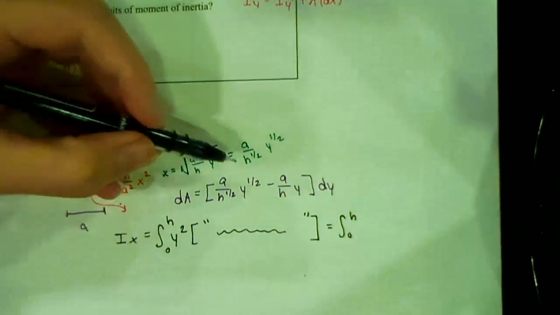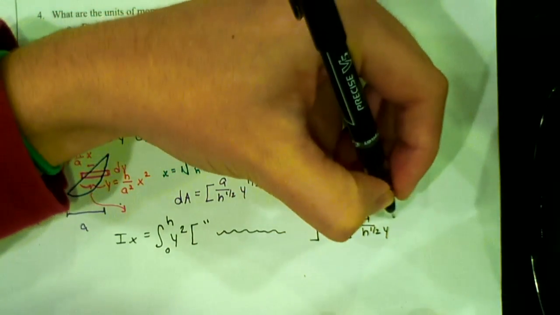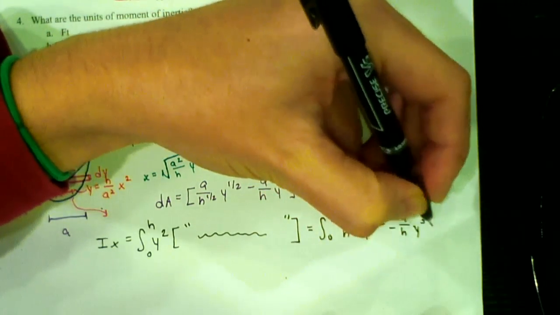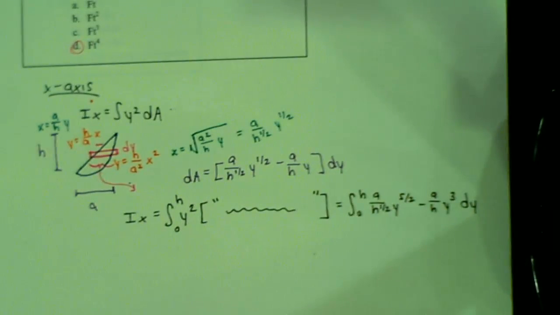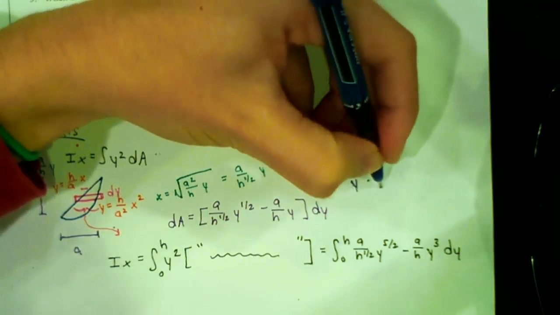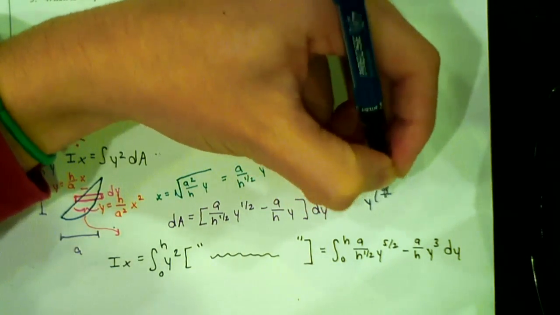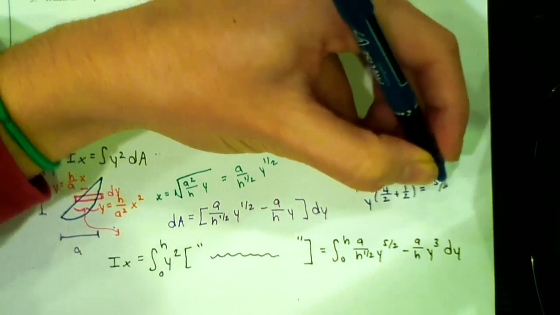So I have y squared times y to the 1/2. So this gives me a over h to the 1/2 times y to the 5 over 2, then minus a over h y to the 3 times dy. Do I get 5 over 2? So I have y to the 2 times y to the 1/2. That's the same as y to the 4 over 2 plus 1 over 2, which is 5 over 2.